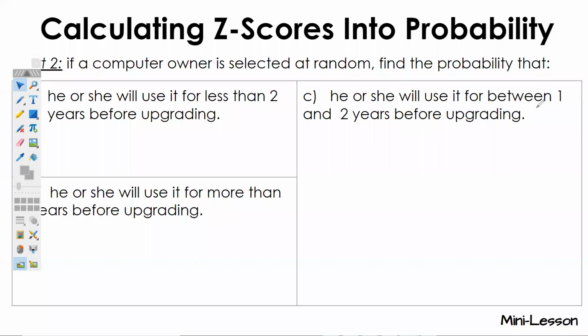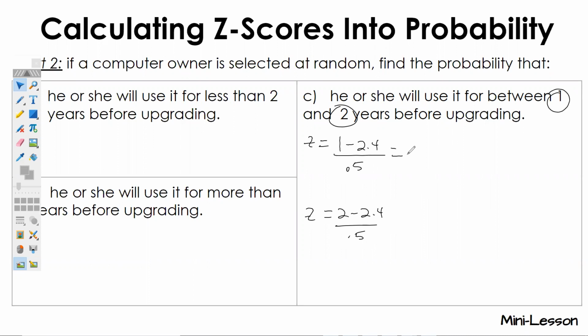So you're going to do between 1 and 2 years. These kind of questions are very long. So what we're going to do is the z-score for both 1 year and 2 years. All right, so let's do it. We're going to do 1 minus 2.4 divided by 0.5. And then we're going to do 2 minus 2.4 divided by 0.5.